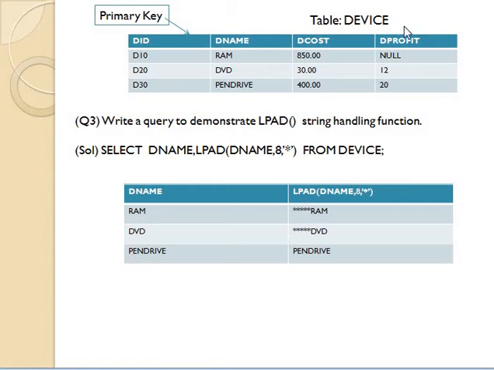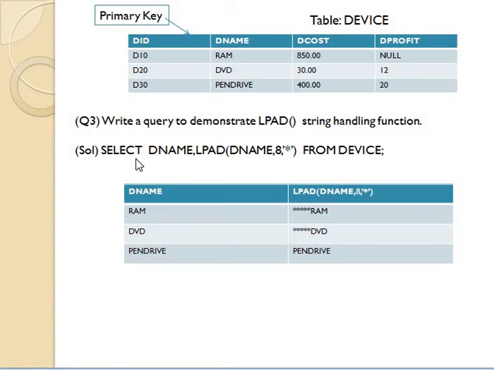Now consider the table device again in this slide with the columns did, dname, dcost, and dprofit. Based on this table, there is a question below which is asking us to write a query to demonstrate the LPAD string handling function. Now I shall write the following query to demonstrate the LPAD string handling function. The query says select dname, LPAD of dname, 8, star from the table device.